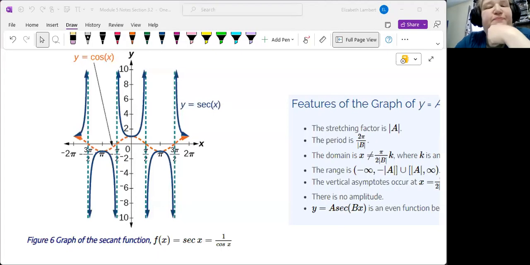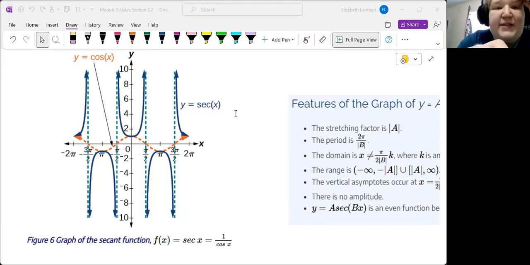Hello again. So now we're going to look at the reciprocals of cosine and sine. So remember, 1 over cosine is secant. So this is the graph of secant. Now notice they've sketched in the graph of cosine. So whenever you have to graph secant or cosecant, what you do is you graph sine or cosine, and then you just figure out where the asymptotes are, where the high and low points are, and then just go hug the asymptotes from there.